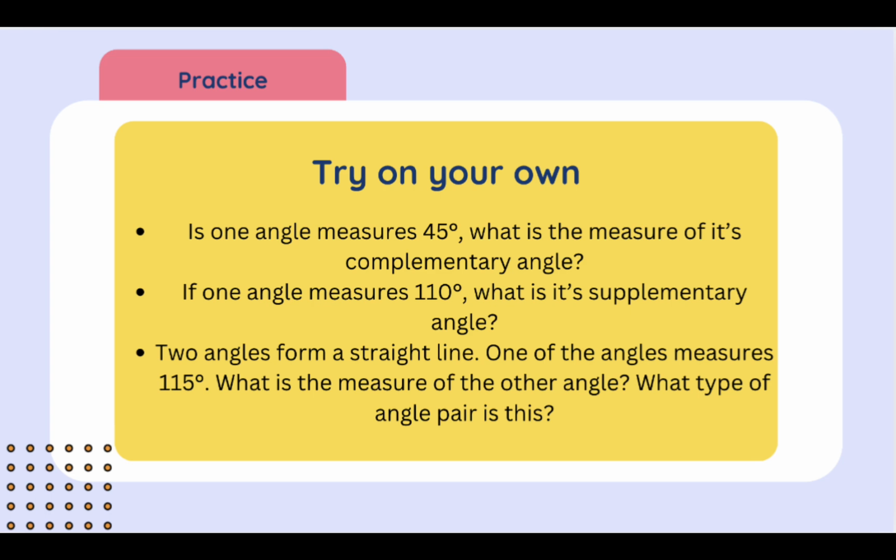And third, 2 angles form a straight line. One of the angles measures 115 degrees. What is the measure of the other angle? What type of angle pair is this?